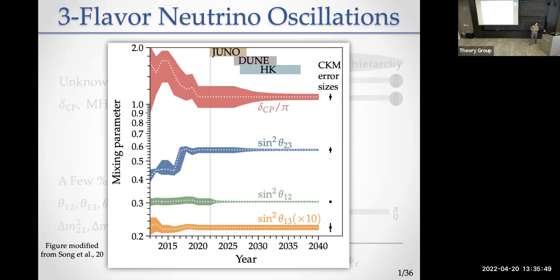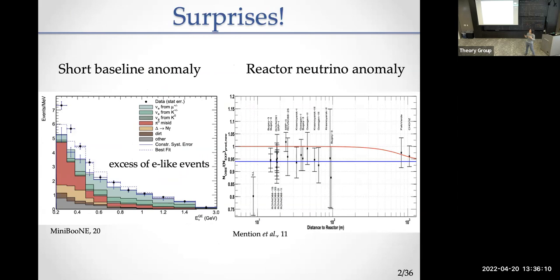And so sometimes I show this figure, and I think it might lead to the impression that all that happens in neutrino oscillation measurement is to measure well-defined parameters and shrink error bars for, you know, three decades. And that's very much not the case. So I think the more interesting things are the possible surprises along the way. The two most famous ones are probably the short baseline anomaly and the reactor anomaly.